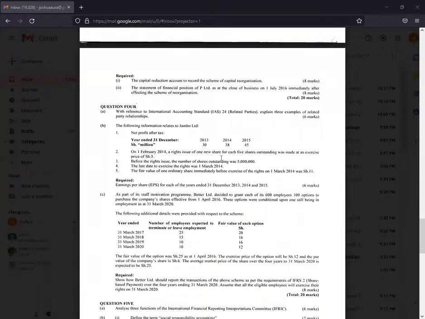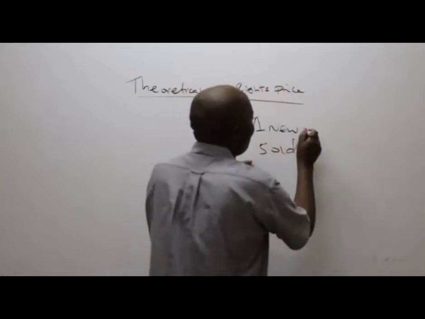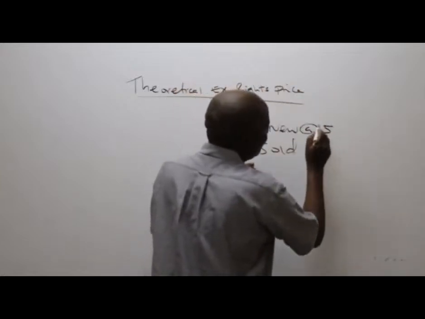So we have 1 new share for each 5 shares outstanding. So for each 5 old shares, 1 new share was made at an exercise price of 5. So the new share basically is to go for 5 bob. The new share is going for shillings 5.